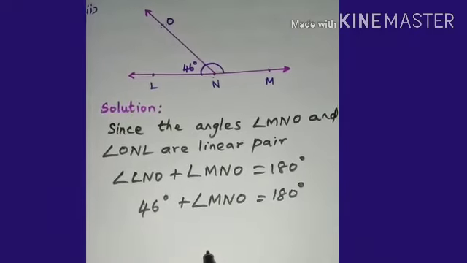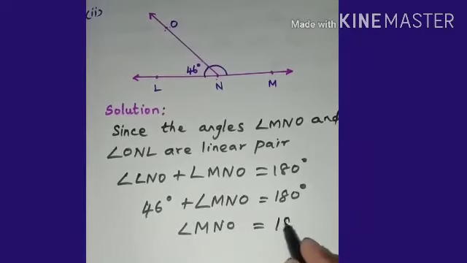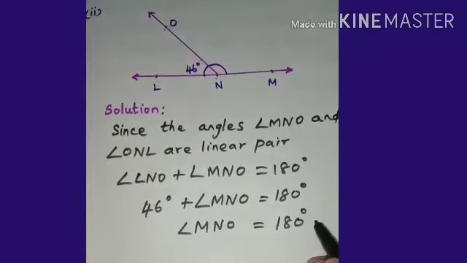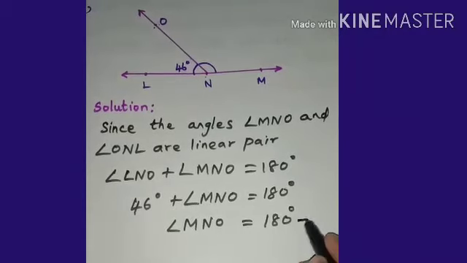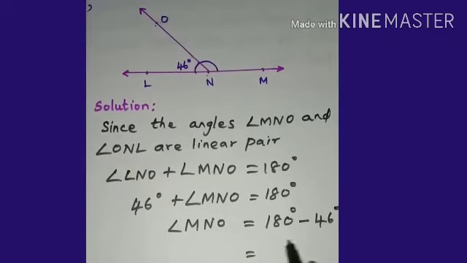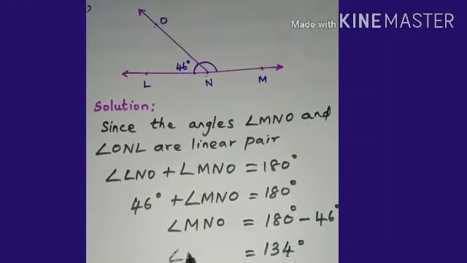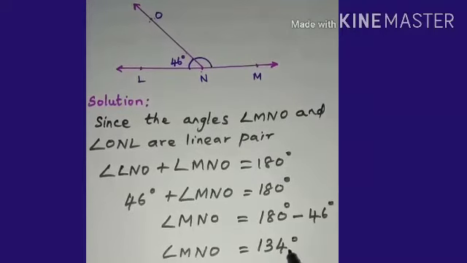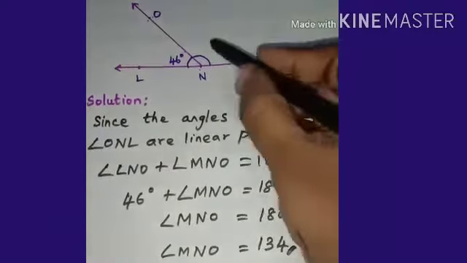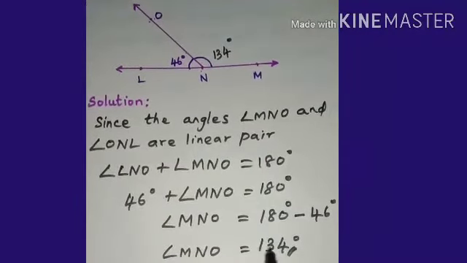Angle MNO is equal to 180 degree. When it comes to the other side, it becomes minus 46 degree. So when we subtract 46 from 180 degree, we get 134 degree, which is the missing angle. So 134 degree is the required angle.